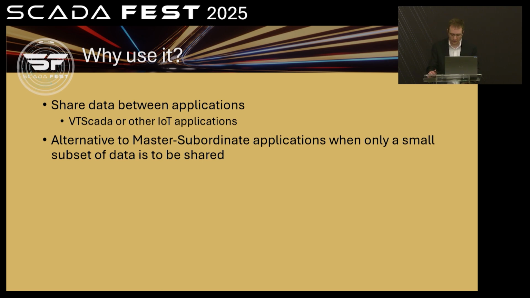And again, you may have other systems that can connect in and collect data over MQTT or Sparkplug B. Maybe you have some other business application that can talk this protocol and scrape data that way. That would be another reason to use it. The example I'm going to give is VT-SCADA to VT-SCADA, because that's what we do.